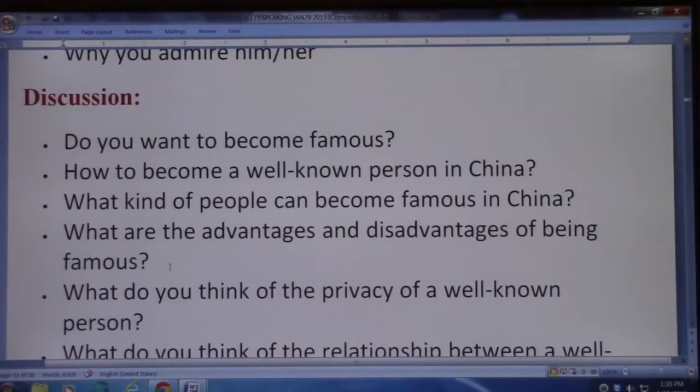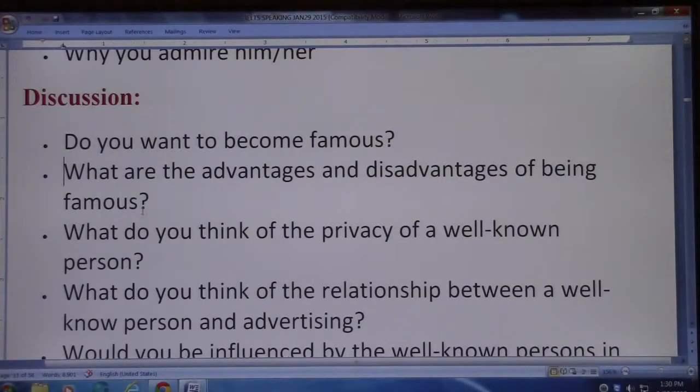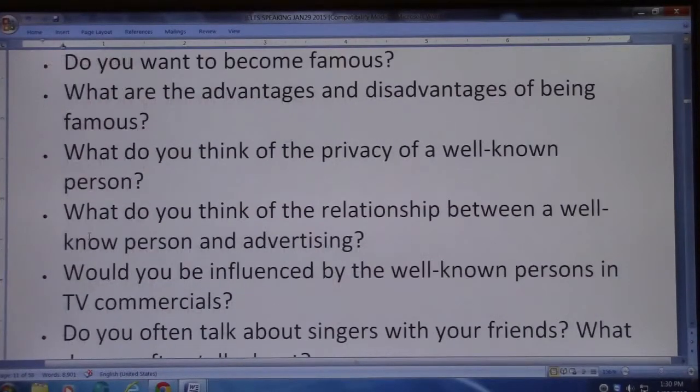And then there's discussion. So they would ask, usually when they give you 3 questions in the second part of the test, they follow up those with some more analytical, deeper questions, such as, do you want to become famous? How to become a well-known person? What kind of people can? What are the advantages and disadvantages of being famous? What do you think of the privacy of a well-known person?